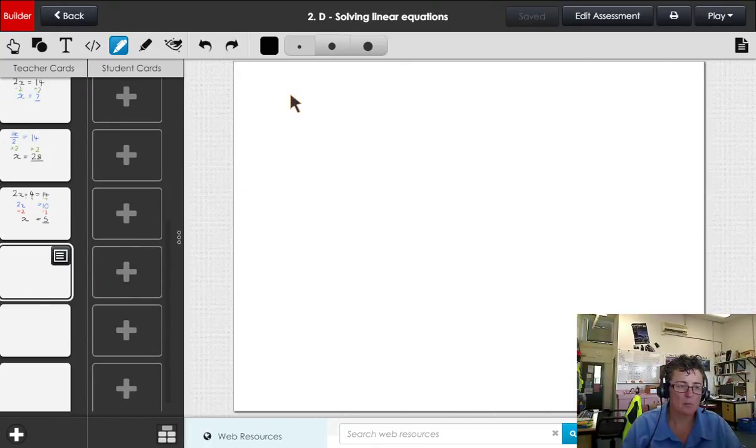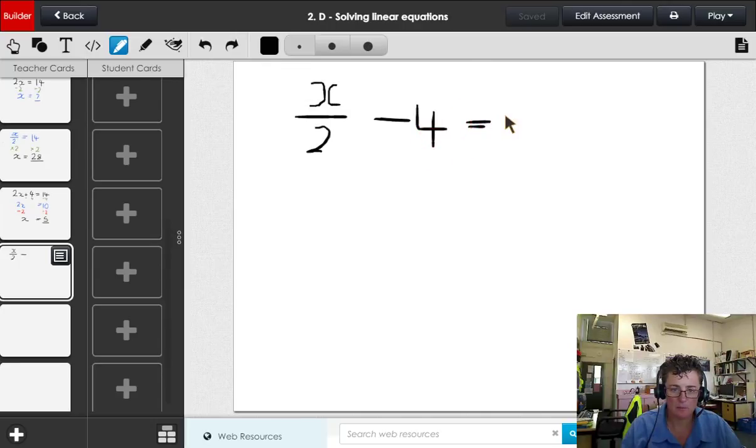If we look at something a little bit more complex, so something with a division in it, x divided by 2, let's go minus 4 equals 14. Same thing again. We have to get rid of the pluses and minuses first, the addition and subtraction. So to get rid of this minus 4 from the x, we add 4 to both sides.